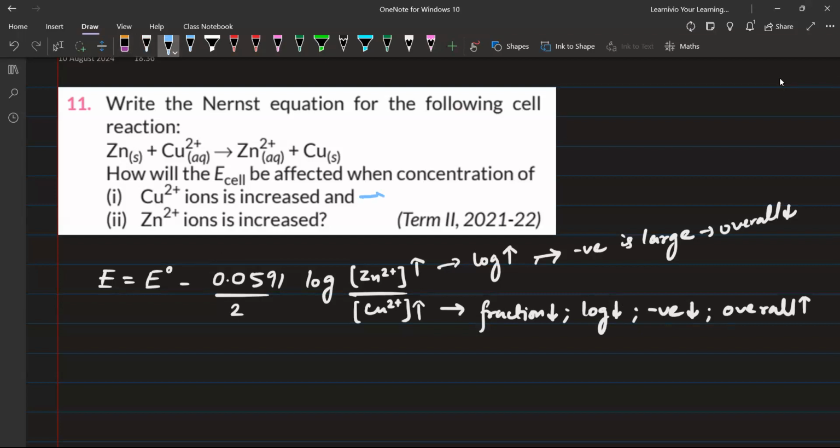There will be an increase in E cell. If I increase the Zn2 plus ion, then there will be a decrease in E cell. अब इसको ना एक और तरीके से समझ सकते हैं, ध्यान दीजिएगा जरा. I hope you have learned in equilibrium, थोड़ा सा अगर याद हो आपको, तो Le Chatelier principle है. What does it say? That if you increase the product, then what's going to happen? The reaction will go in the reactant side, no? Reverse हो जाएगा.